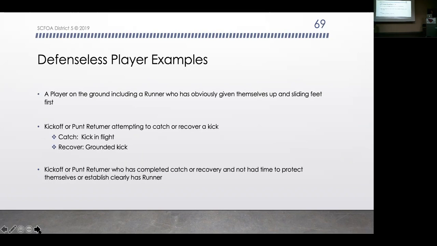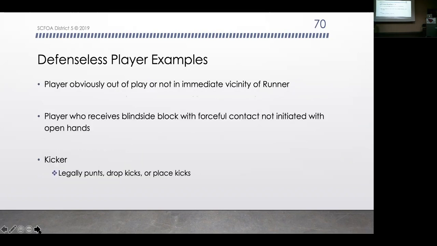A player obviously out of the play, not in the immediate vicinity of the runner. There's obviously some gray area there, but we've all seen it where you're 30 yards behind the play, and somebody comes in and hits somebody. And then a player who receives a blindside block or force of contact, not necessarily with the hands.